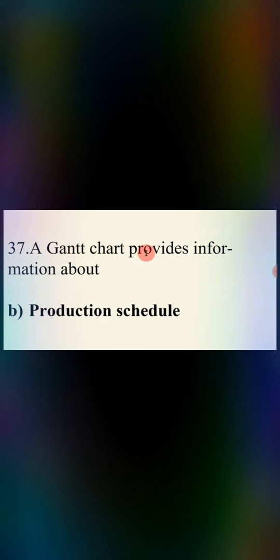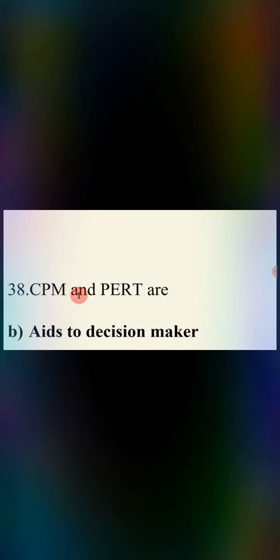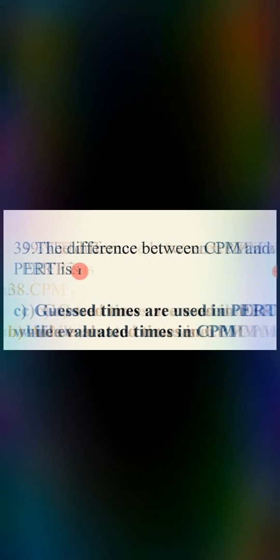A Gantt chart provides information about the production schedule. CPM and PERT are aids to the decision maker.